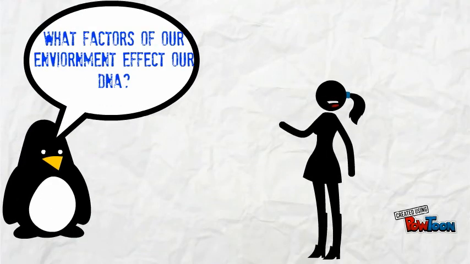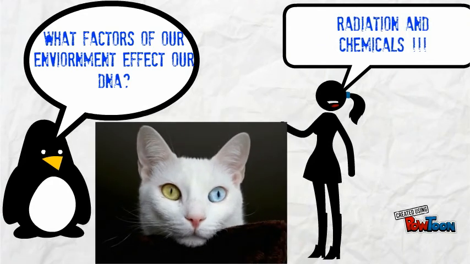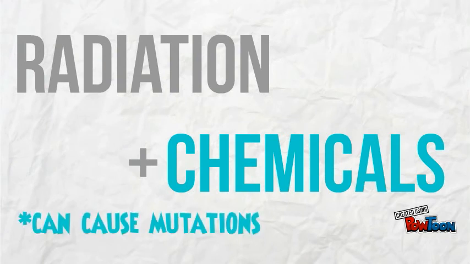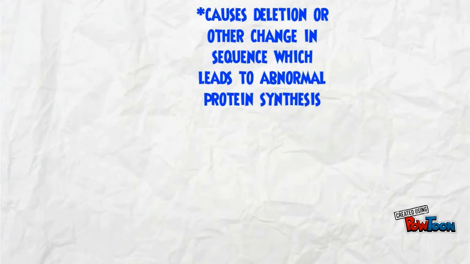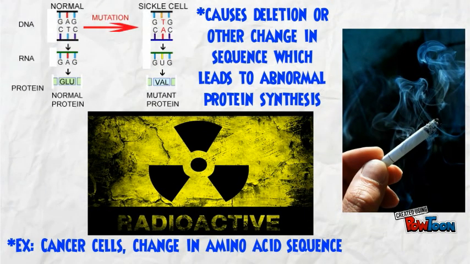What factors of our environment can affect our DNA? Well, radiation and chemicals are to blame. These factors can cause mutations, and mutations are changes in amino acid sequences. Radiation and chemicals may cause a deletion or other change in amino acid sequences, which results in abnormal protein synthesis.